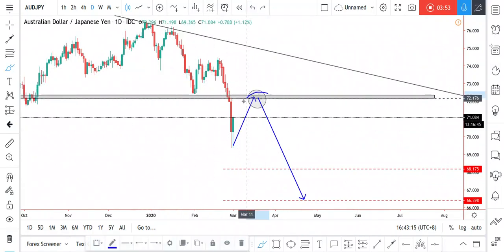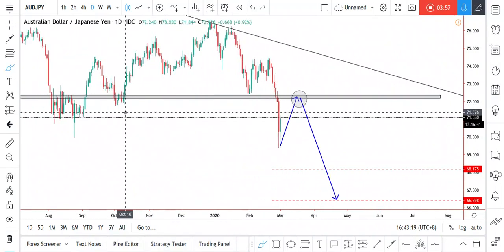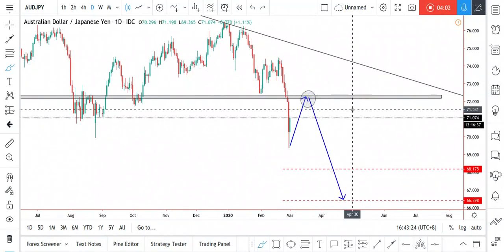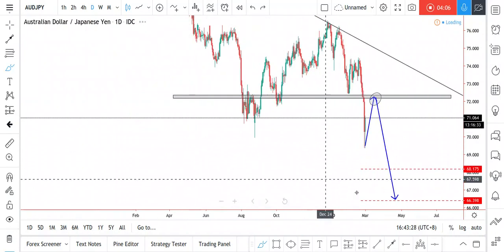But overall, we are going to be looking in this area for a good push to the downside, with a good risk reward as well, because you have a very good structure to place your stop loss and take profit. You can see my take profits, I have put them over there for you guys.